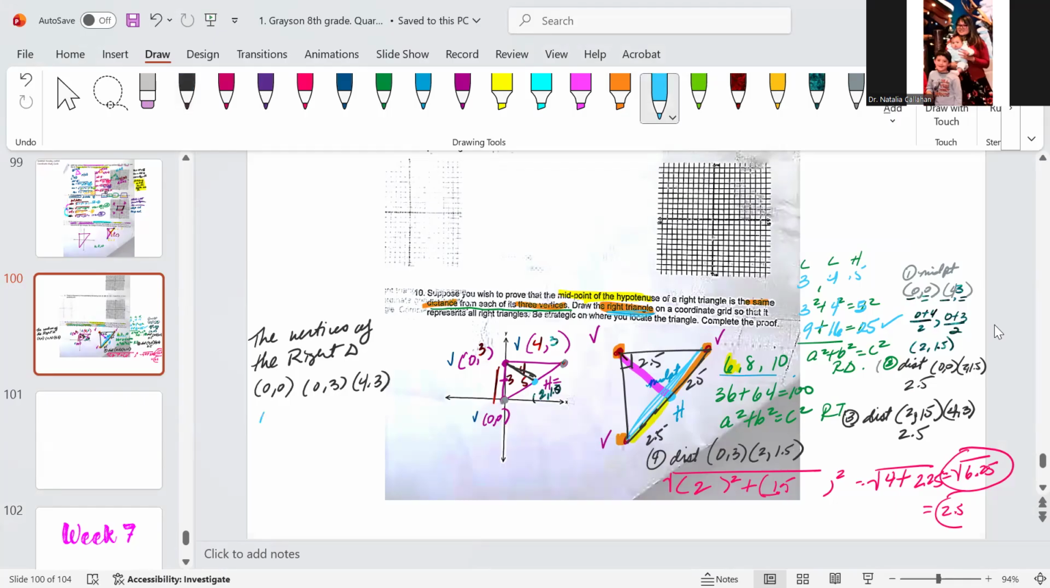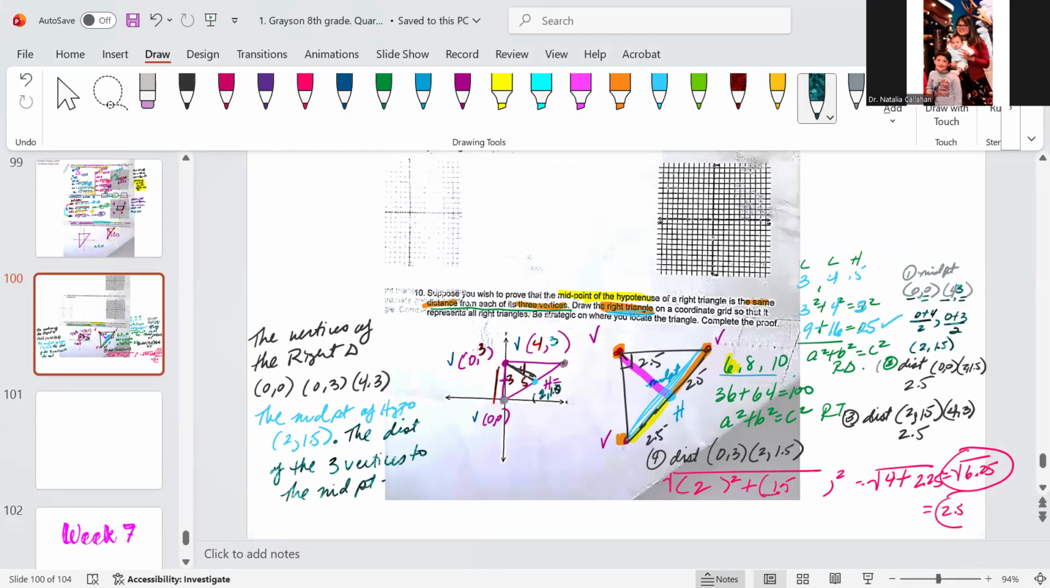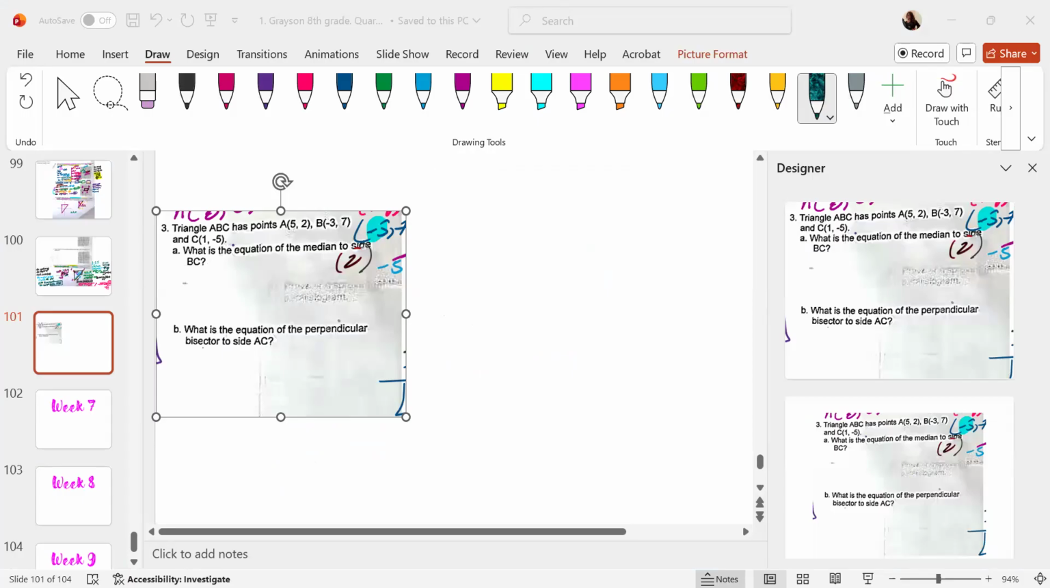Mm-hmm. The midpoint of the hypotenuse that we found was 2, 1.5, correct? Yeah. And then you can say something like, the distance from the 3 vertices to the midpoint is equal to 2.5, or square root of 6.25, correct? Yeah. And that's it. And there you proved it, correct? Yeah, that's it.